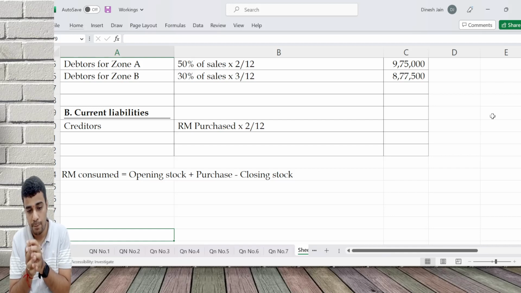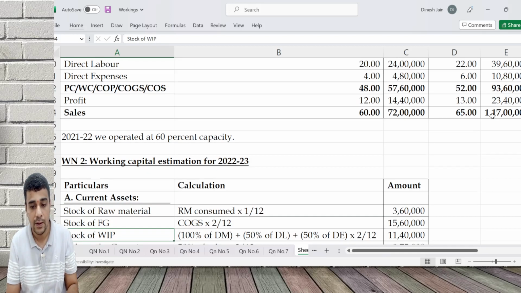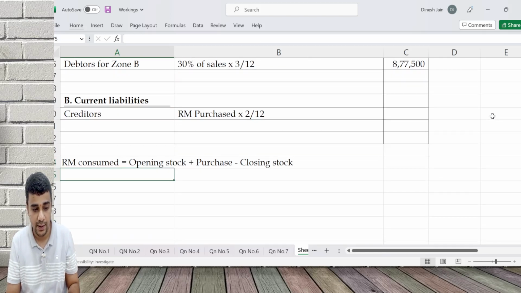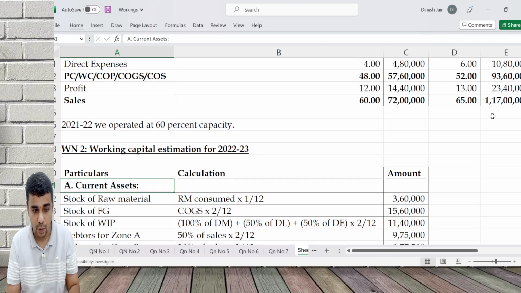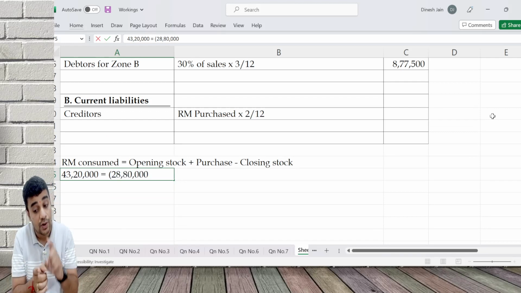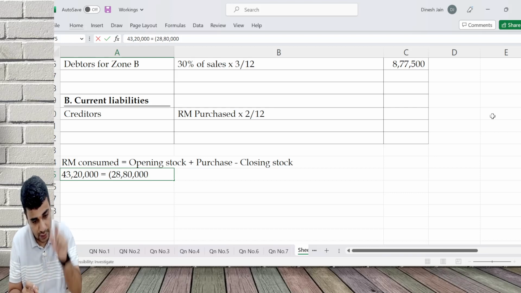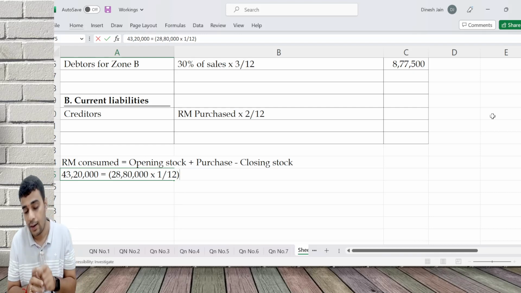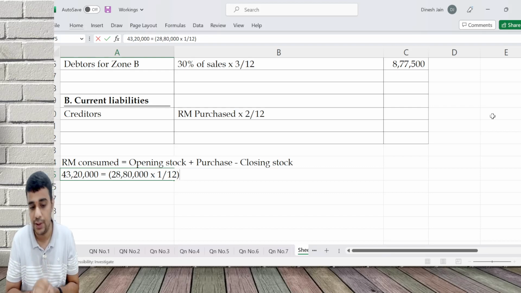RM consumed is equal to opening stock plus purchase minus closing stock. 43,20,000 is RM consumed. 43,20,000 is equal to opening stock plus purchase minus closing stock. Last year closing stock is this year opening stock. Last year closing stock is equal to last year RM consumed into 1 by 12.